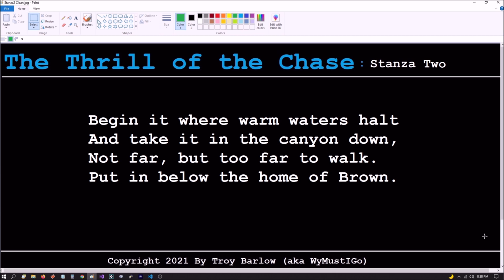This, of course, has not one sentence, but two sentences. And this contains the first clue based on what Forrest Fenn has told us. Begin it where warm waters halt and take it in the canyon down. Not far, but too far to walk. Put in below the home of Brown.